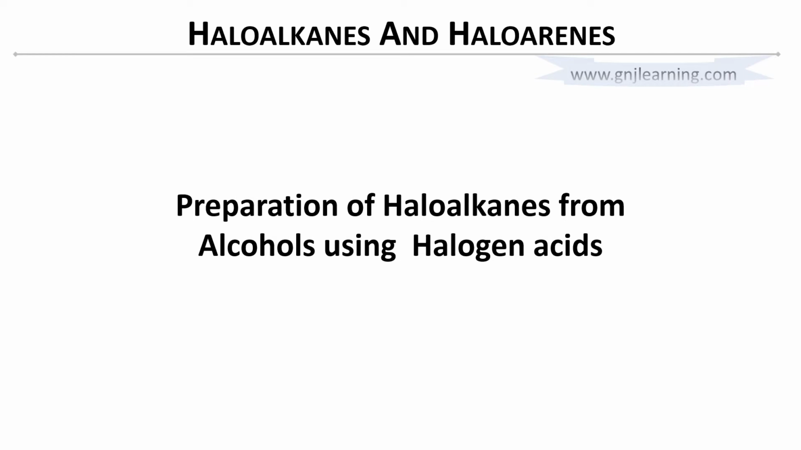In this part, this is part 8, what we are going to see is the preparation of haloalkanes. As we saw in the last part, you can prepare it from different starting materials. Here in this part, we are going to concentrate on its preparation from alcohol, and that too using halogen acids like hydrochloric acid and hydrobromic acid. So how to prepare using these halogen acids?